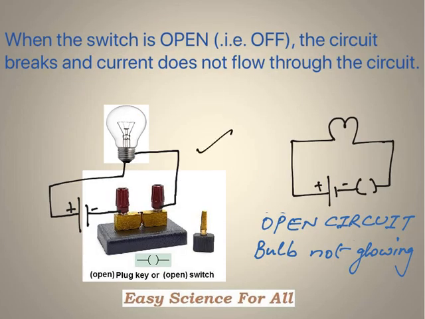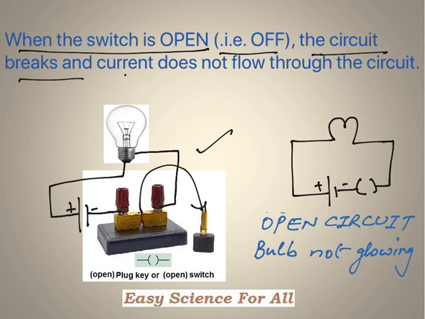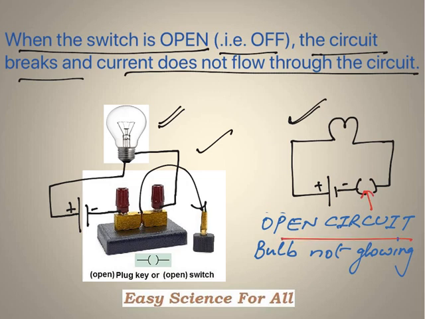In this slide you can see that the key has been taken off. So when the switch is open, that is, in the off state, the circuit breaks and the current does not flow through the circuit. Because of this, the bulb given in this diagram is not glowing. Now this one is a schematic diagram representing this actual figure. You can see over here that no dot has been mentioned inside this parenthesis, so it represents an open circuit.